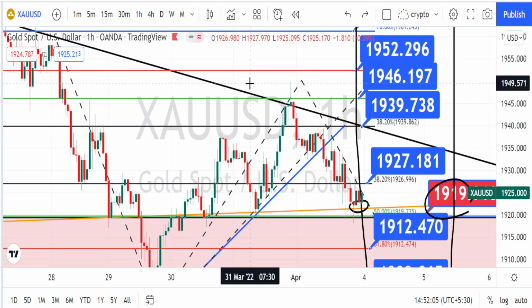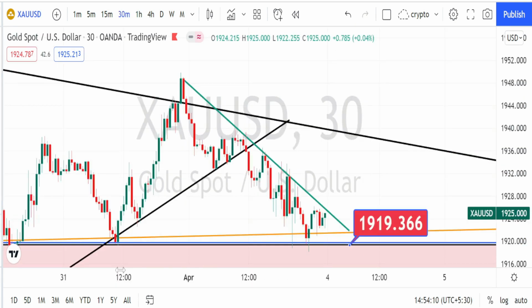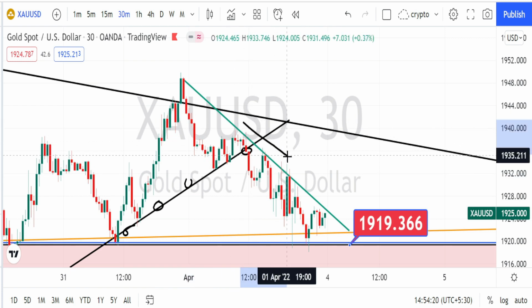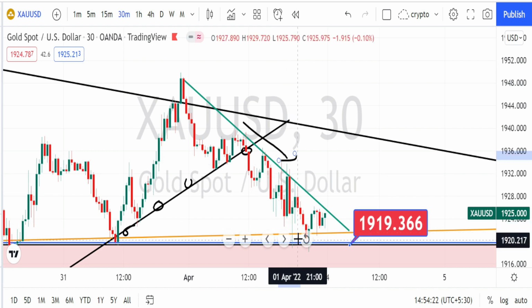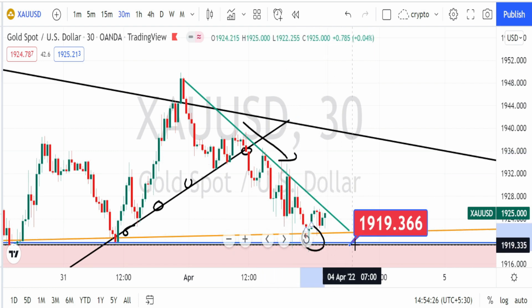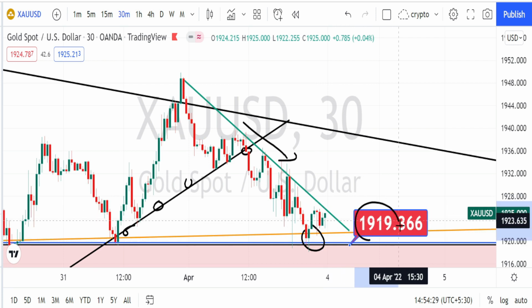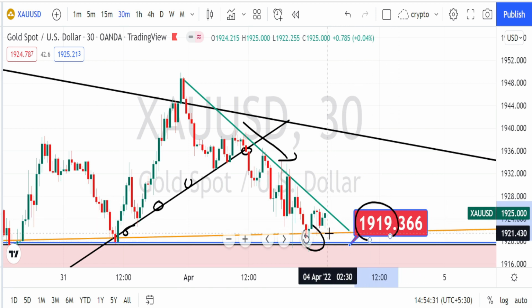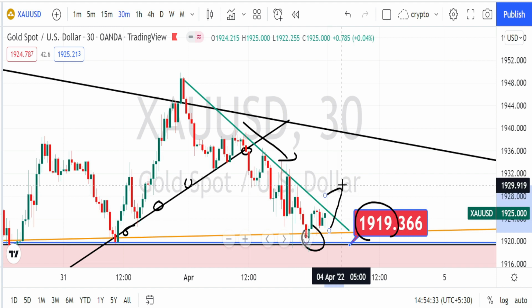Let us do the analysis in 30 minutes time frame. I am in 30 minutes time frame now. We already know that the current price action has completed its bullish trend and it has broken this support line, and currently it is in a very nice downtrend. And looking at the current price action in 30 minutes time frame also, it has not broken the previous support level of 1919, and it is showing a bounce back or a bullish trend reversal.